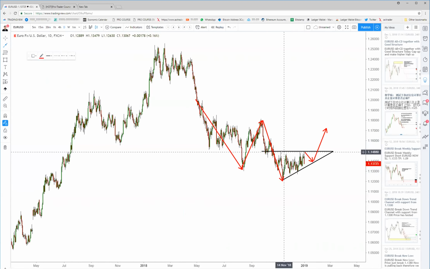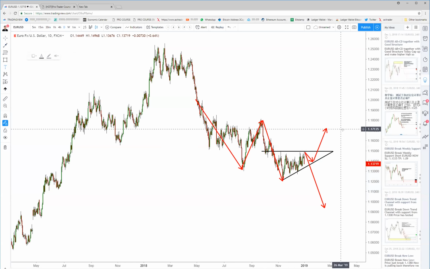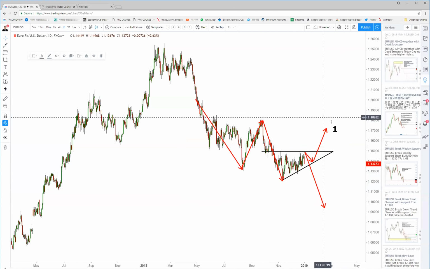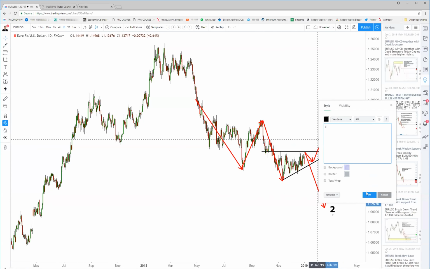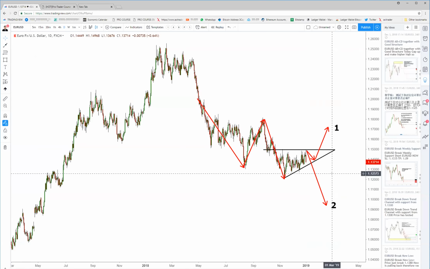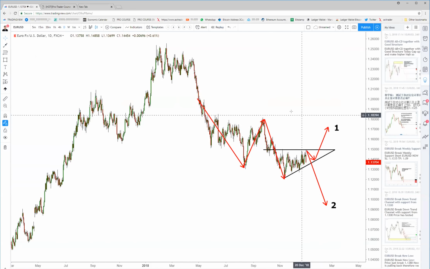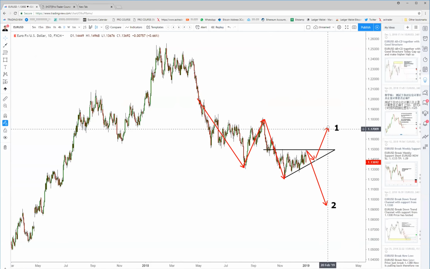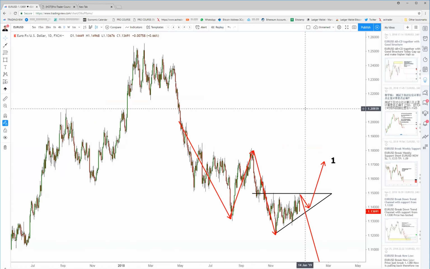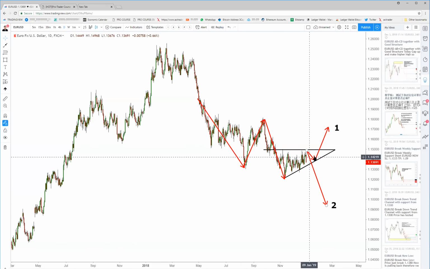So let's vote, okay? How many of you think scenario 1? How many of you think scenario 2? There's no best answer, but I want you to make the decision based on your experience: is this kind of triangle a continuation pattern or does it look like a reversal pattern? If you think it's a reversal, give me 1. If you think it will continue going down, give me 2. Okay, vote start. Both are correct because it hasn't broken the triangle yet.